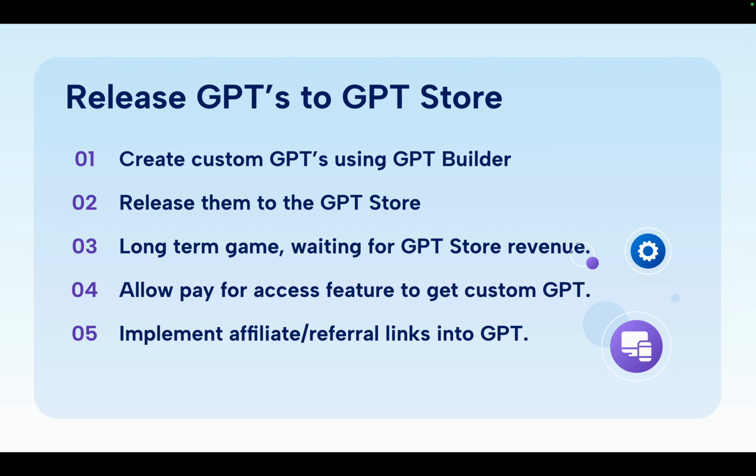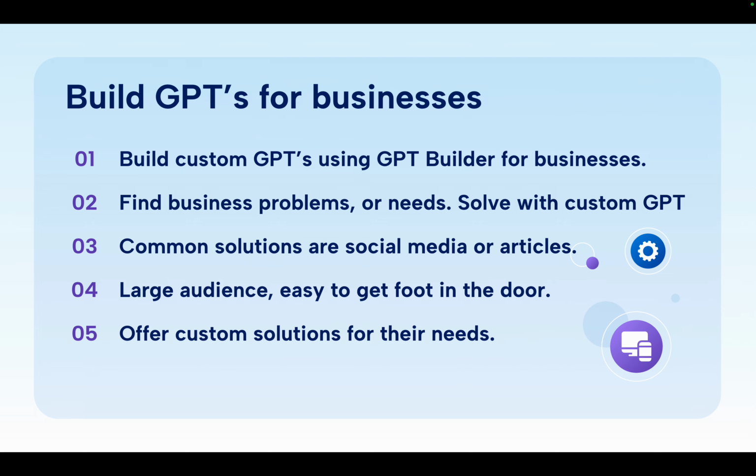Now, you can also allow a pay for access feature. What that does is basically for people to get the link to use the custom GPT, they have to pay money. The security is not great because anybody with the custom link could actually be able to use it, but that is an option. And then you can also implement your affiliate or referral links into the custom GPT itself. All right, so let's move on to option number 2.